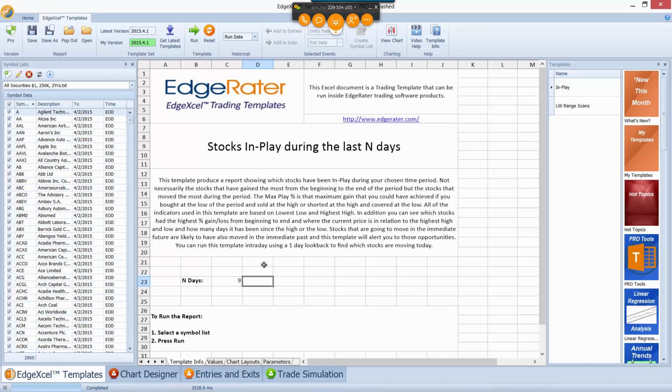because today is a market holiday. So I set that, and then I choose a list to run it on, and I have a list of all securities that are over $1 and over 250,000 shares. This list, by the way, the symbol list, I've put on the link that I just showed you. And all you do is you hit run. There's 2,860 stocks in this list, it says down here, and it will process and come up with a report.